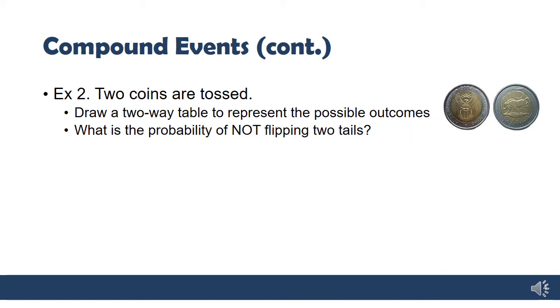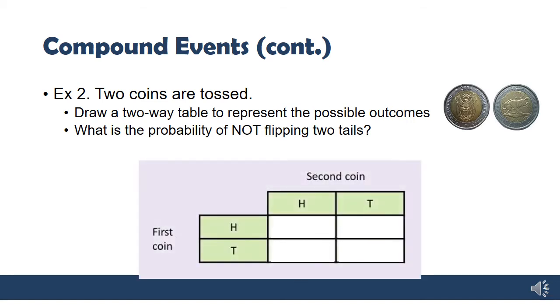Let's look at the same example, except now we're going to show these outcomes using what we call a two-way table. So this is just another way of visualizing the sample space of all the different outcomes. In a two-way table, our rows going down the page represent the first event. So I have my two outcomes. I could have heads or I could have tails. The columns represent my second event. So in this case, that's the flipping of the second coin, and it has two outcomes of heads or tails.